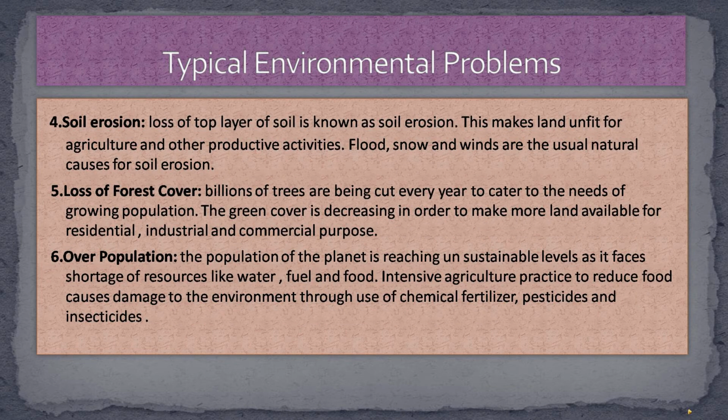Next, another environmental problem is soil erosion. Loss of the top layer of soil is known as soil erosion. This makes land unfit for agriculture and other productive activities. Floods, snow, and winds are the usual natural causes for soil erosion. Now I am giving an explanation of this soil erosion.